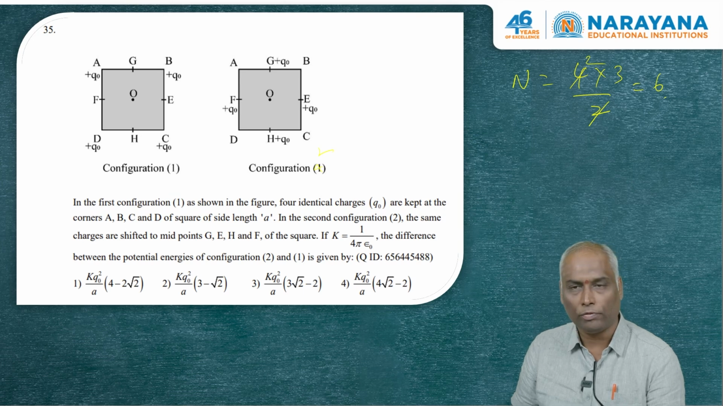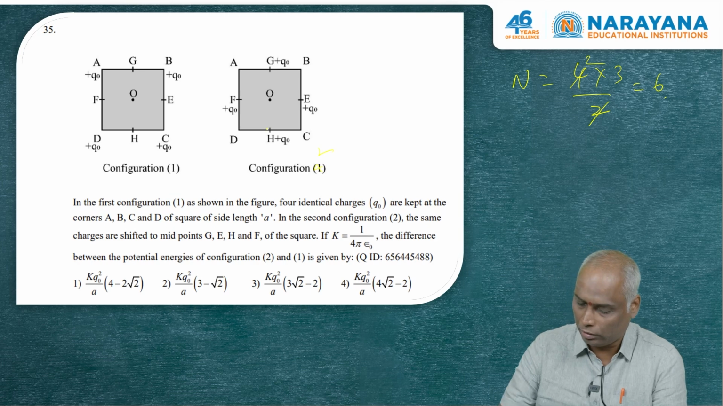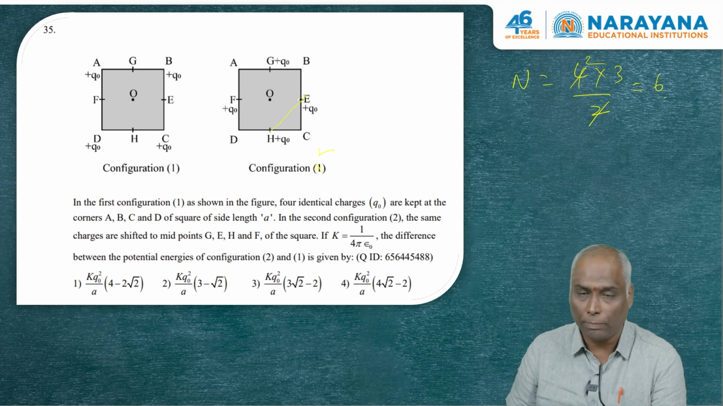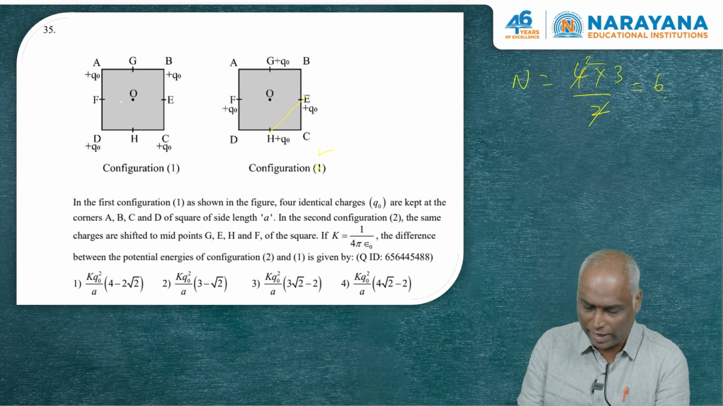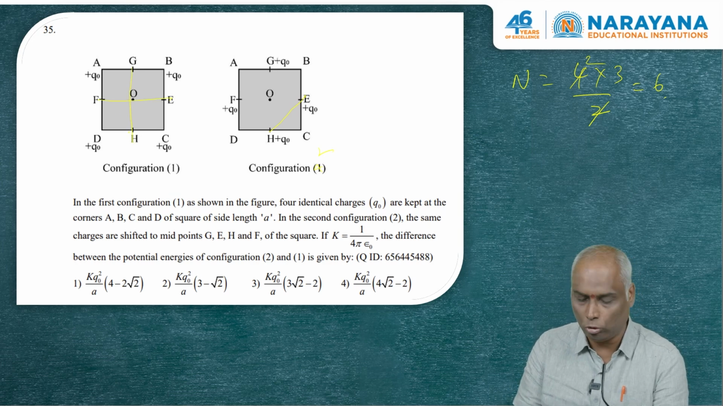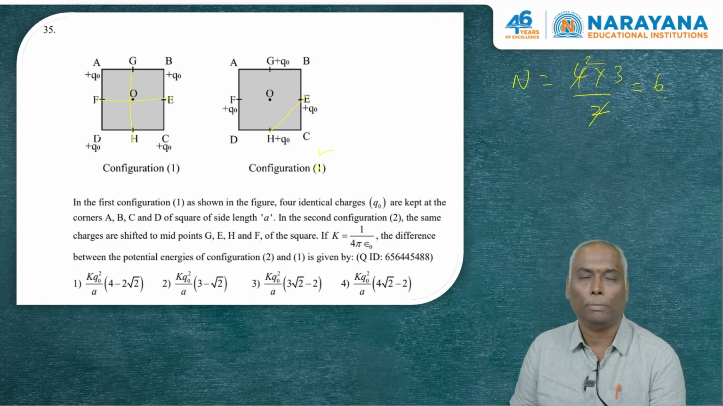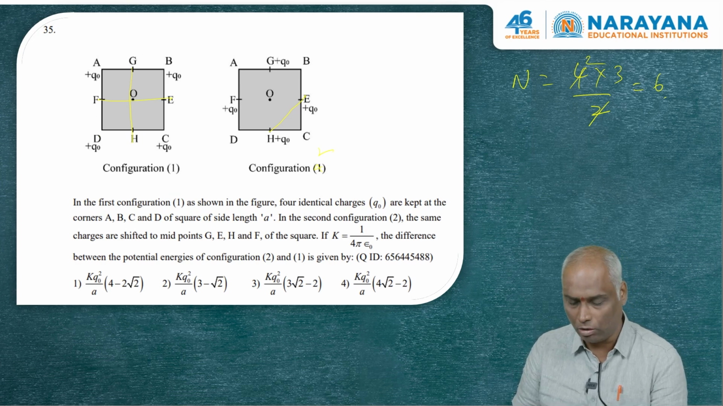Similarly, when we take configuration 2, there are again 4 point charges, so there are going to be 6 interactions. There are going to be 2 interactions separated by distance a, and there are going to be 4 interactions separated by a distance equal to a divided by root 2. If you look at this diagram, you can see these are diagonally opposite, which are 2 pairs, and apart from that there are going to be 4 interactions due to the point charges lying at the adjacent corners.